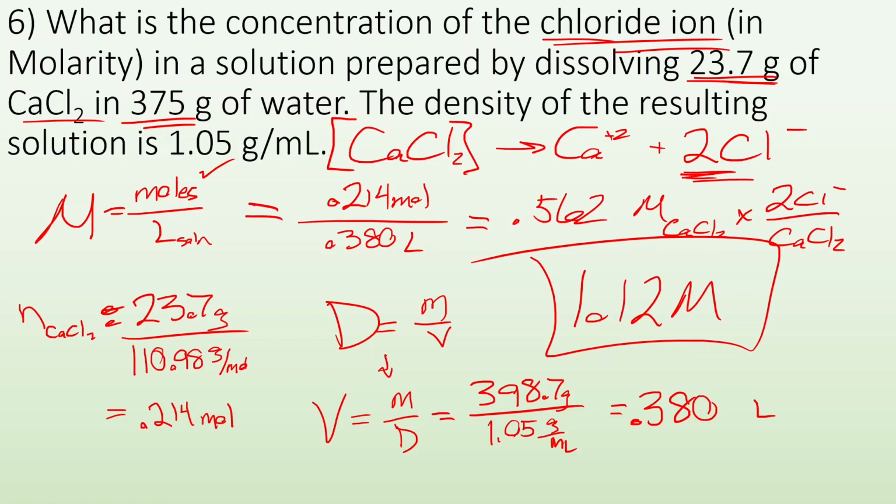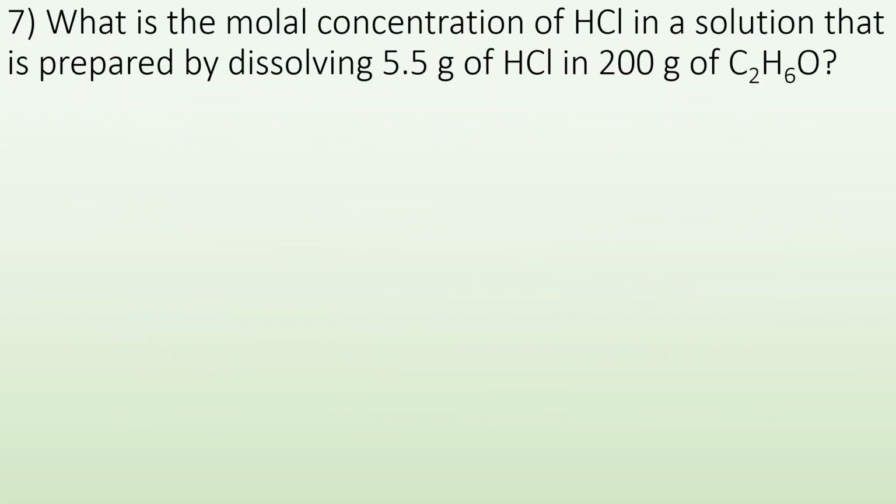Cool. Last problem in the set. What is the molal concentration of HCl in a solution that is prepared by dissolving 5.5 grams in 200 grams of C2H6O? So molal is the moles of solute divided by kilograms of solvent.